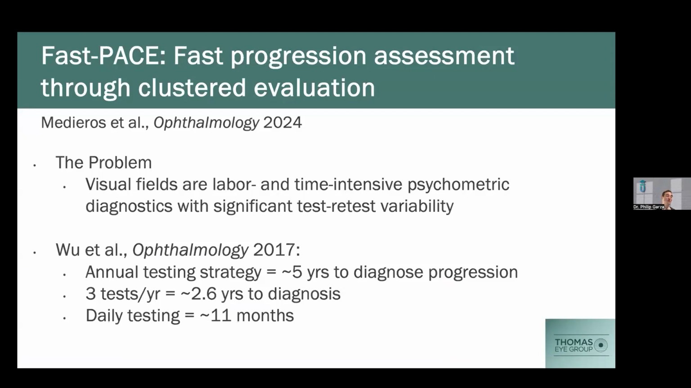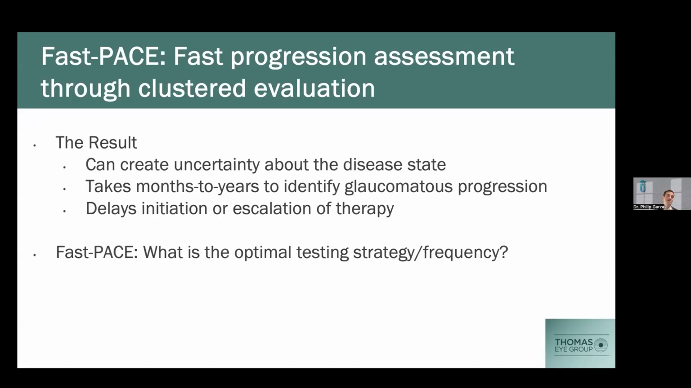If you do 3 visual fields a year, it decreases the time to diagnosis of progression to 2.6 years on average. And if you do daily testing, it'll take you 11 months. This is terrifying. It has not affected at all the way we're practicing. And that's what FastPace tried to address.